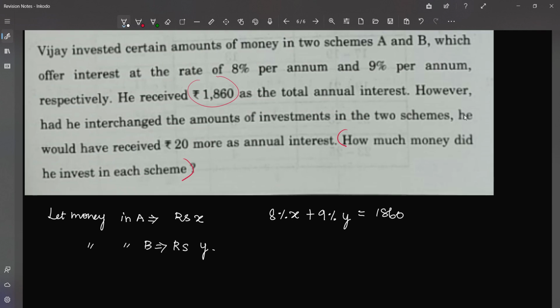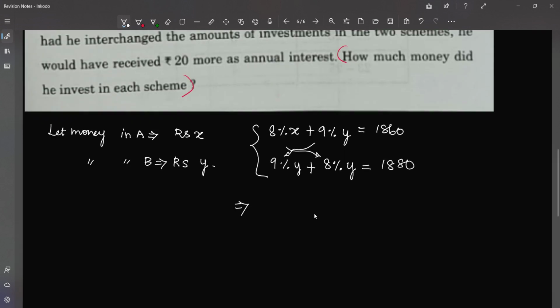However, had he interchanged the amounts of investments, which means if he had invested Y amount at 8% and X amount at 9%, he would have got 20 rupees more. So, which means he would have got 1880. What I'm going to do in this case is add these two equations. As we know, if the coefficients are interchanged, we have to add the equations first, form an equation, and subtract the equations, form another equation, and then solve for X and Y.